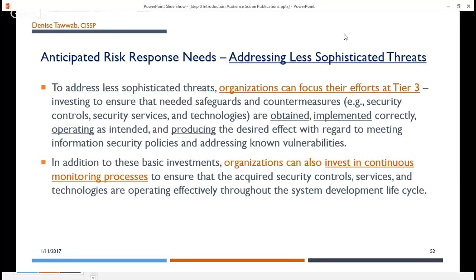In addition to those basic investments, you're going to also invest in continuous monitoring. So you're going to lock down the system and then you're going to invest in whatever you need to continuously monitor that system, so you're always aware of the security and privacy posture of that system.